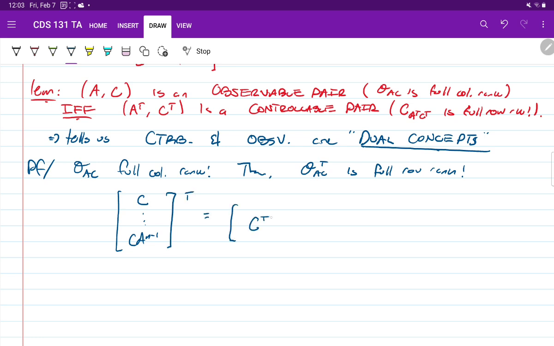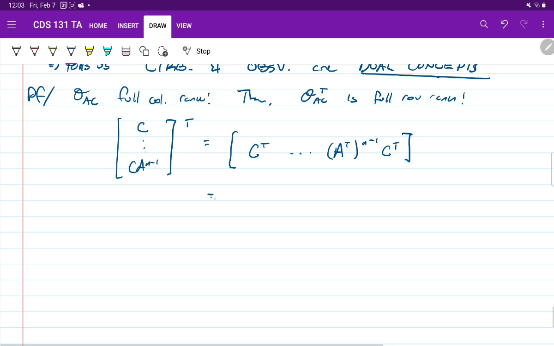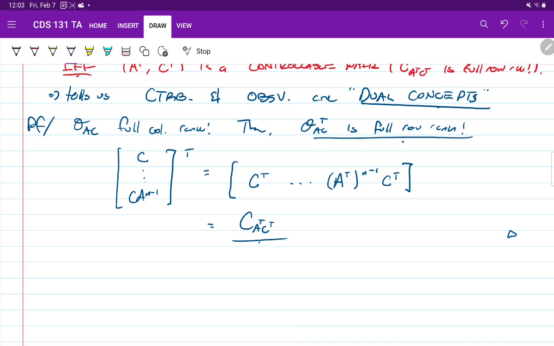If I work that out, then I get C transpose all the way until A transpose to the n minus 1 times C transpose. And what is this but the controllability matrix of A transpose, C transpose? But the result directly follows from there because, based on this discussion, this transpose is going to be full row rank. The other direction follows identically. Compute your controllability matrix, take its transpose, conclude the observability matrix is full row rank.